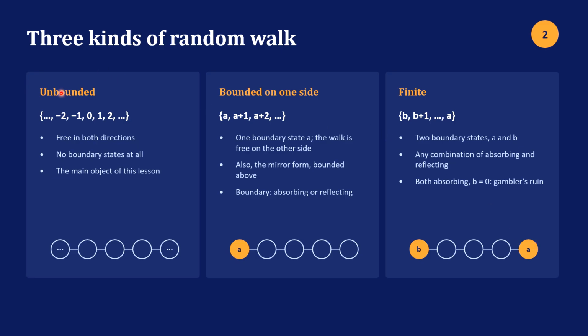But in general, you have unbounded on either side, bounded on one side, and it could be bounded on the right side too. I didn't show that, but that would also come in this category. And then you have finite. And then the one wrinkle or additional feature is these end states here, A and B, or just A in this case, they could either be absorbing or reflecting.